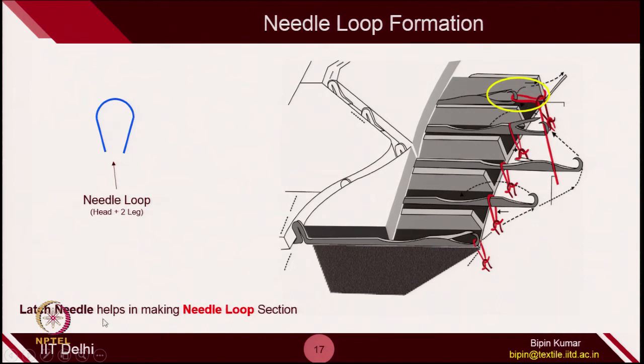So, the latch needle helps in making the needle loop section. That is why, since the needle is completely responsible for making this part of the loop, this segment is called needle loop.